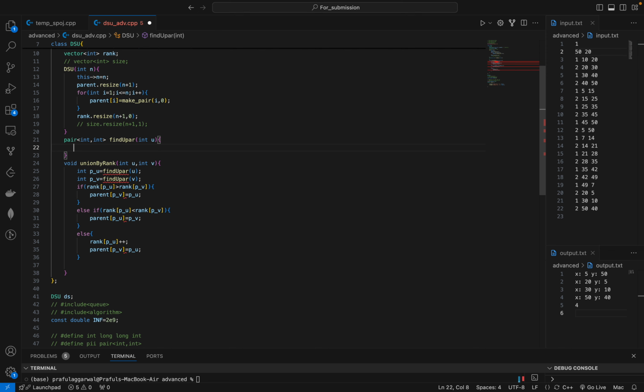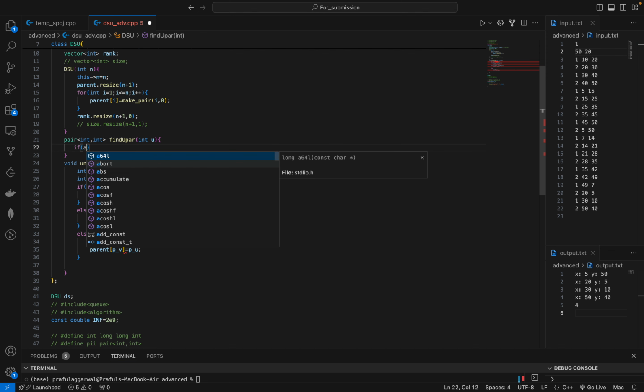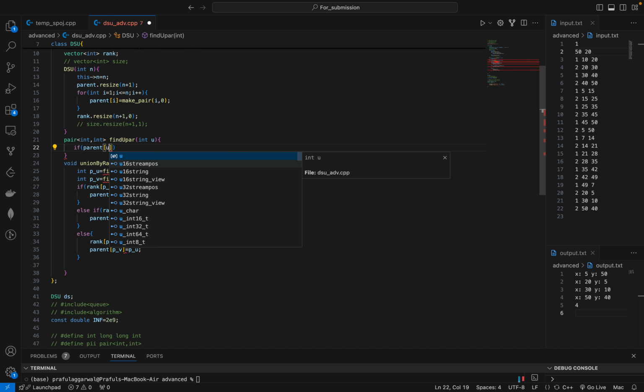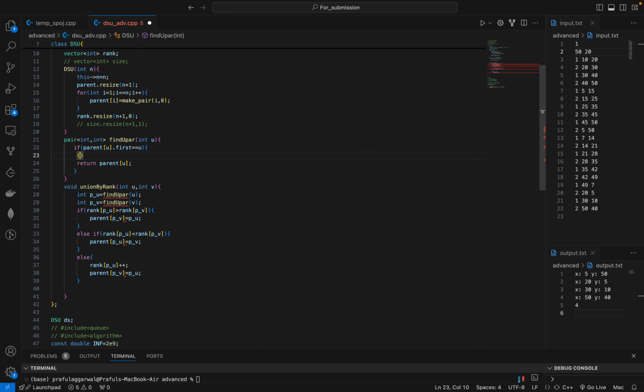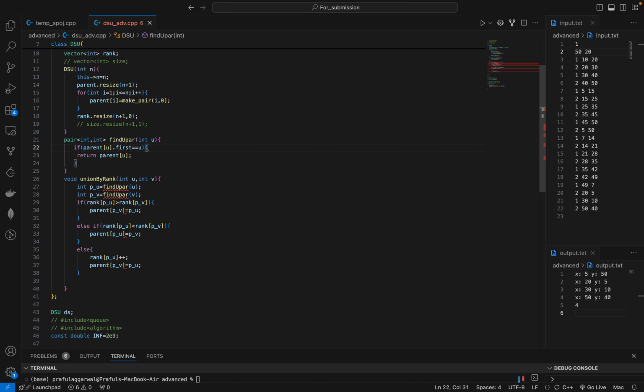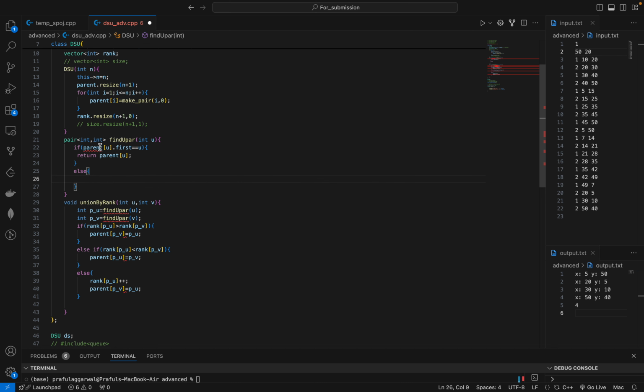So we will see if parent, this will be the base case. What should be the base case? If parent of u dot first is equal to u itself, then we can just return, right? If the node itself is its parent, then we can return that. That's the ultimate parent, because either we can return u comma 0, but the parent will have itself that only, so that's fine. This is the base case.